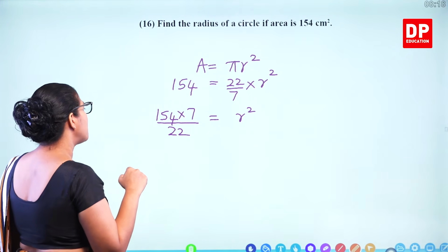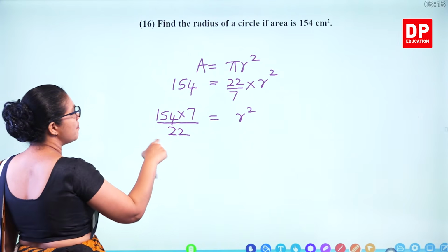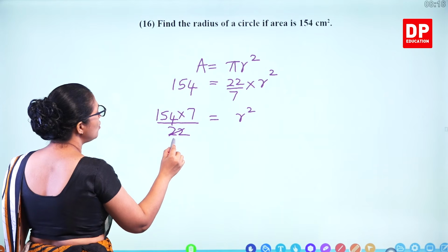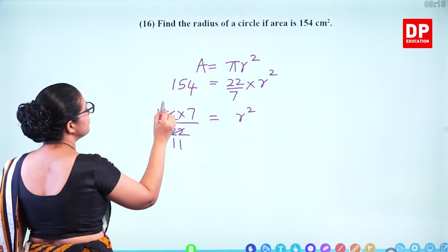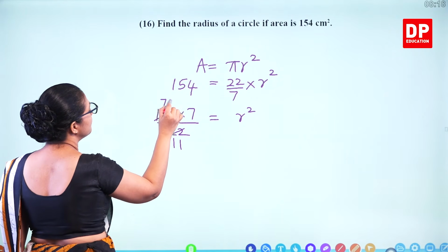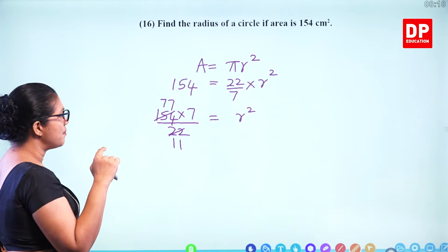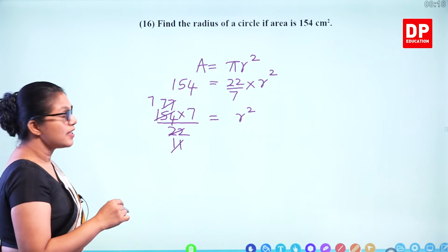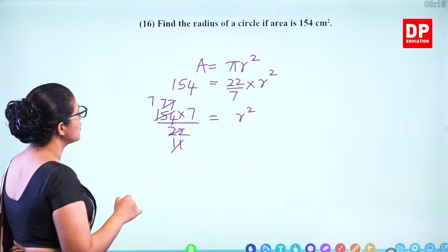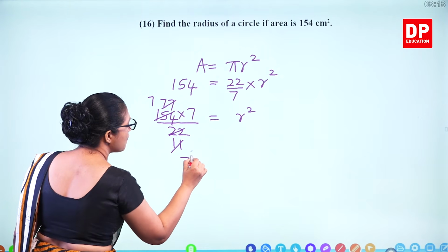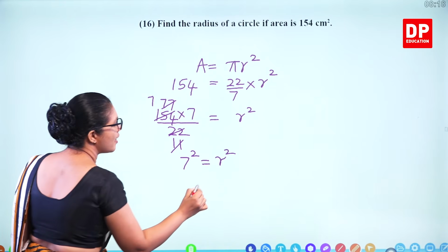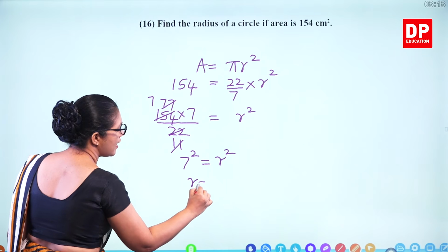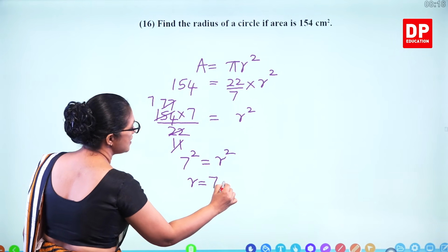Now multiply this one. Can you simplify this? When you divide by 2, you get 11. So 77, and that means 7. 11 times 7. So you get 154. So 7 times 7. So 7 squared is equal to r squared. So what's the r value? Both power 2. You can compare these two and write r equals 7 centimeters.